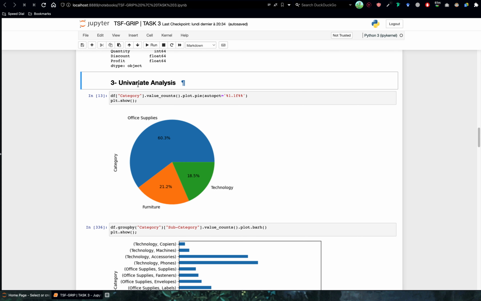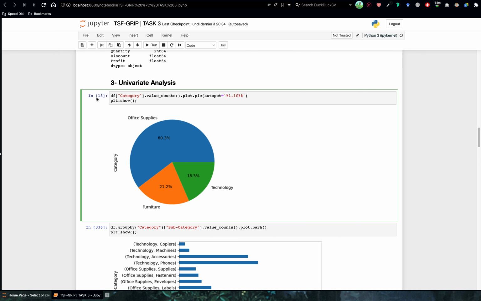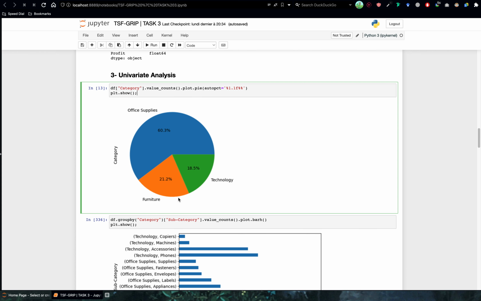First, we go over the univariate analysis, which is trying to visualize and analyze one feature at a time. We can see here for the category of our products, we have about 60% office supplies, 20% furniture, and 20% technology.